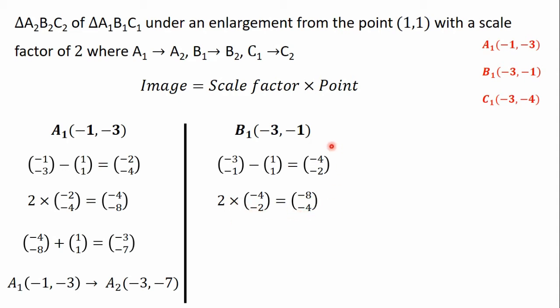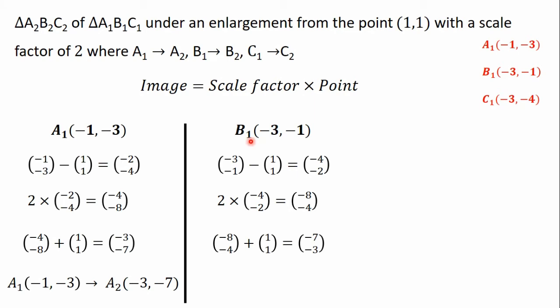So after enlarging (-2, -4) from the origin with a scale factor of 2, we are having (-8, -4). After that, we will add (-8, -4) to the center of enlargement, which is (1, 1). So we have (-8, -4) + (1, 1). -8 + 1 gives us -7. -4 + 1 gives us -3.